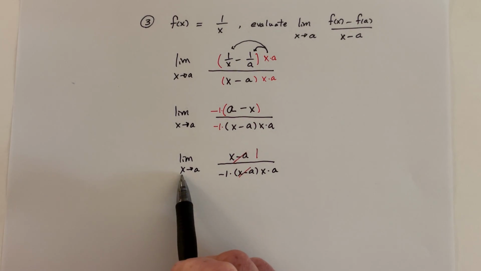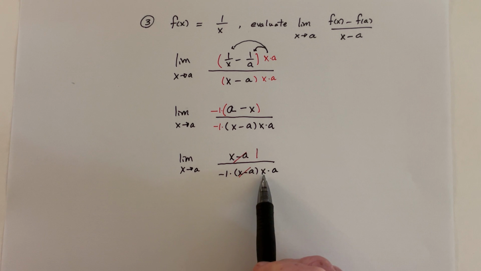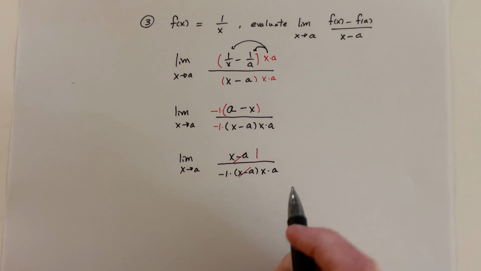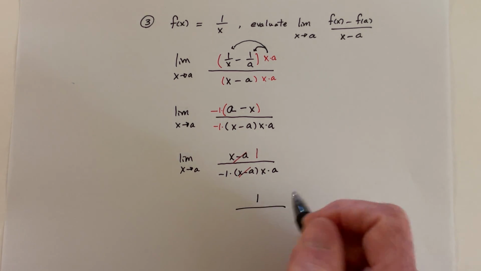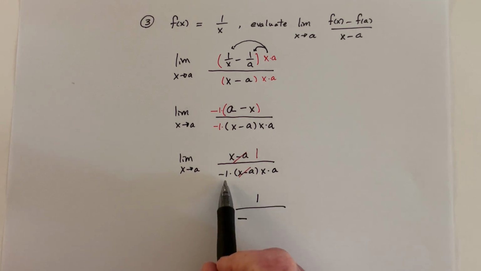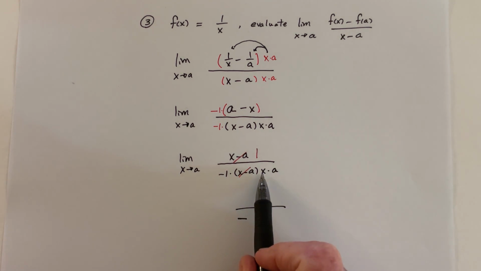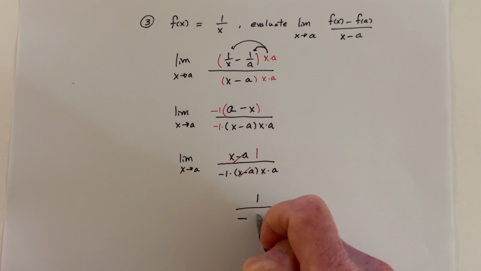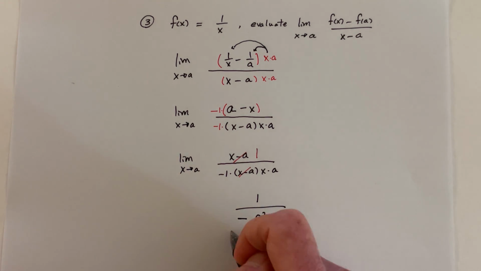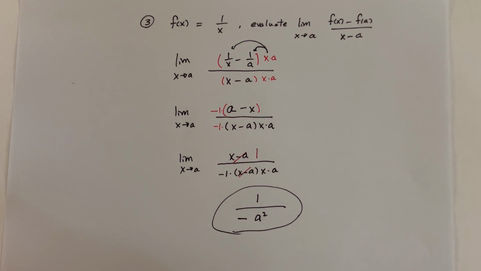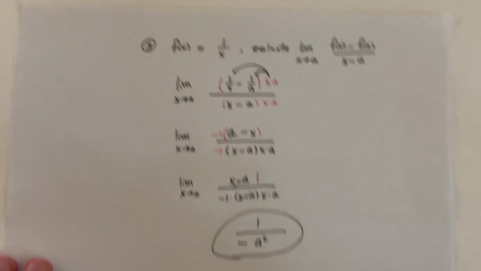And then finally, x is becoming an a. So this x is going to become an a. So there's a 1 on top. There's a -1 on the bottom. This is an a times an a. So an a times an a is a squared. And that is the derivative of 1 over x. All right, next up.